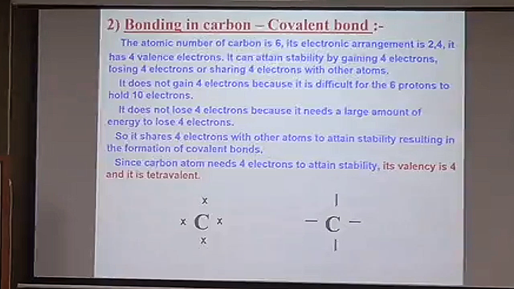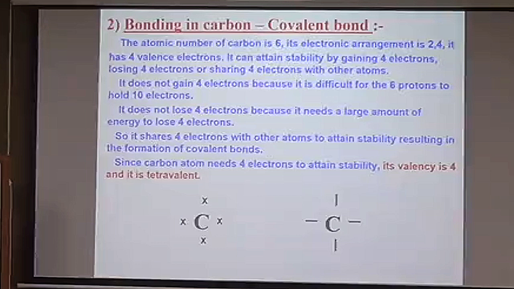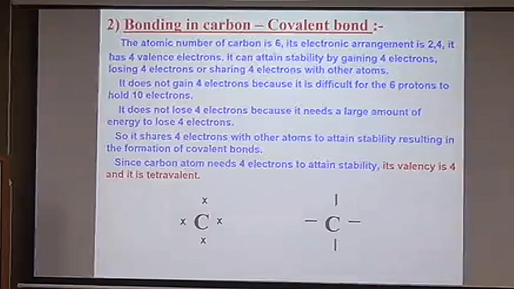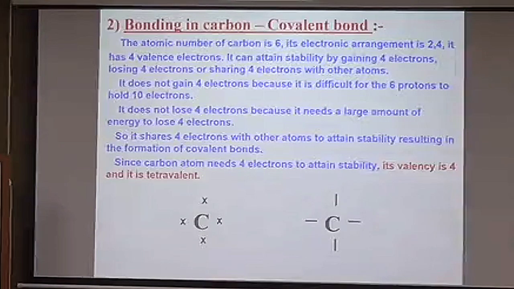Let us see why it doesn't form an anion. C4- ion: if it gains 4 electrons, then it will have 6 protons, but the number of electrons will now be 10. So it is difficult for a nucleus with 6 protons to hold 10 electrons. That is why it does not form even the tetravalent anion. So how does it complete its outermost shell and attain stability? This is done by the sharing of electrons, and the bond formed by the sharing of electrons we call a covalent bond, and the compounds formed by covalent bonding we call covalent compounds, or molecular compounds.